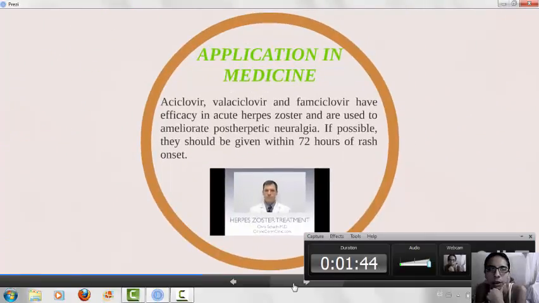Application in medicine. Acyclovir, valacyclovir, and famciclovir have efficacy in acute herpes zoster and are used to ameliorate postherpetic neuralgia. If possible, they should be given within 72 hours of rash onset.